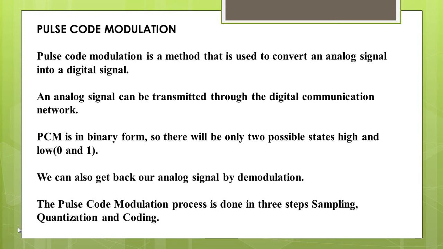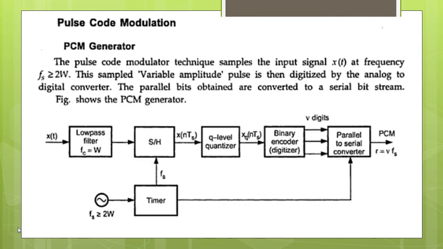So we'll see how the pulse code modulation is done. You can see the block diagram of a pulse code modulation. We have a low pass filter, a sample and hold circuit, a Q level quantizer, a binary encoder, which is also the digitizer. Then we have the parallel to serial converter. We also have a timer which provides synchronization between the various circuits. The output of this PCM generator is the digital signal, which is in the form of ones and zeros.